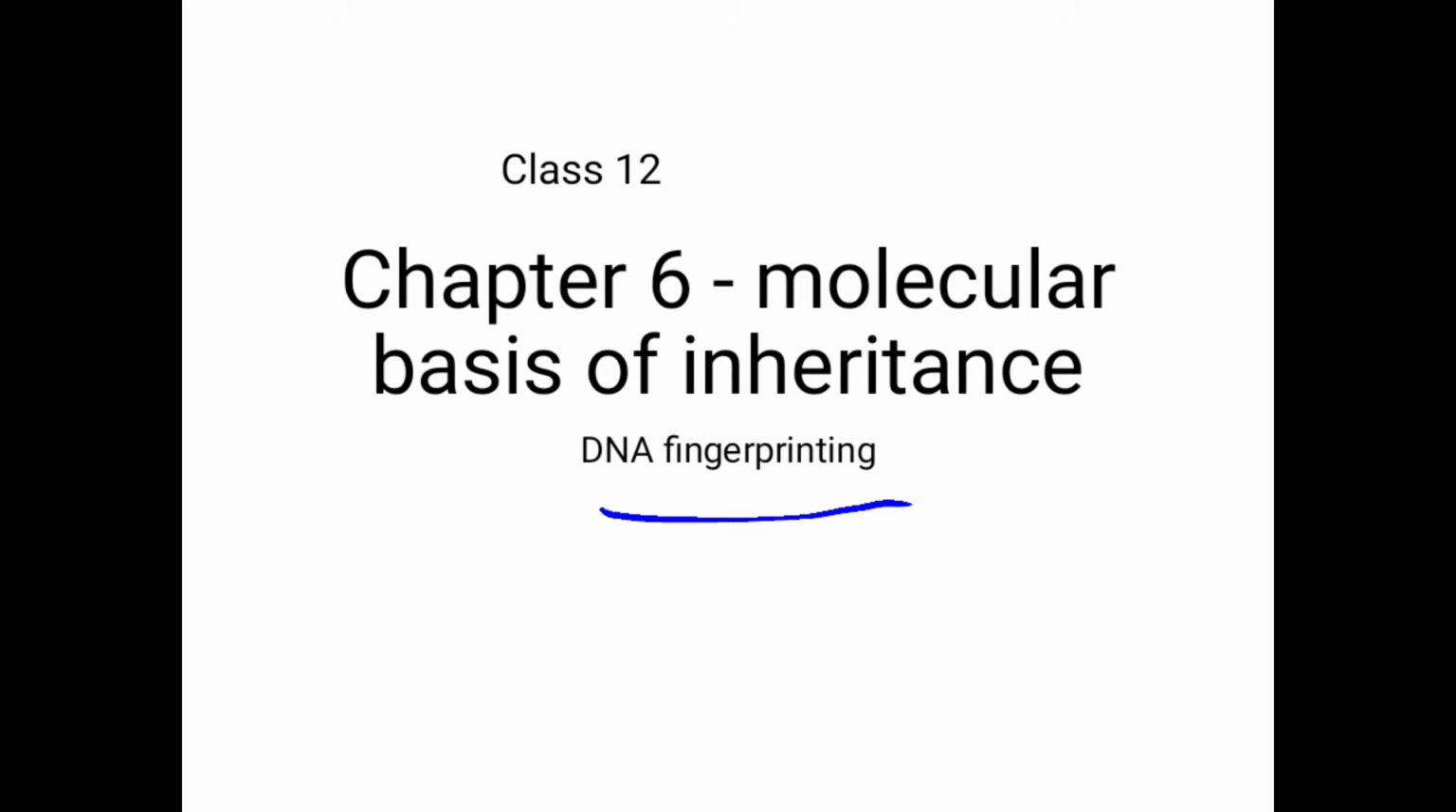99.9% of the DNA of two individuals is exactly similar, of human beings. In a species, if you take the individuals, the DNA will be almost the same. So in human beings, 99.9% of base sequences is the same. Then where will the difference be, where this DNA fingerprinting can be used? I told you 99.9% is the same.